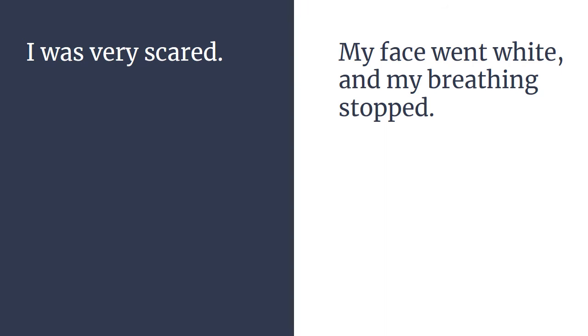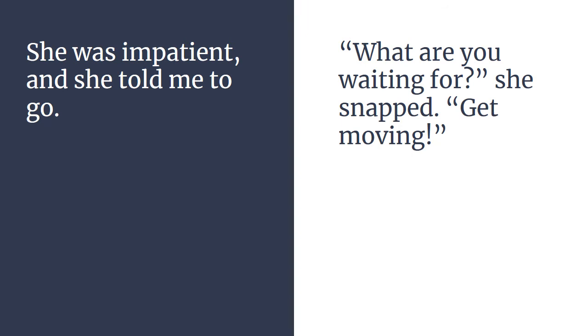Here's another example. "She was impatient and she told me to go." Okay, that's a very direct way to explain that interaction between people. On the other side, instead of giving sentences to tell about that interaction, we have some dialogue that explains it. "What are you waiting for?" she snapped. "Get moving." Okay? So here we can better imagine maybe how that person feels and how the listener might even respond because it's using the showing kind of language.